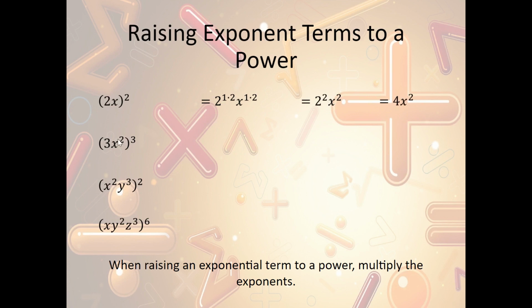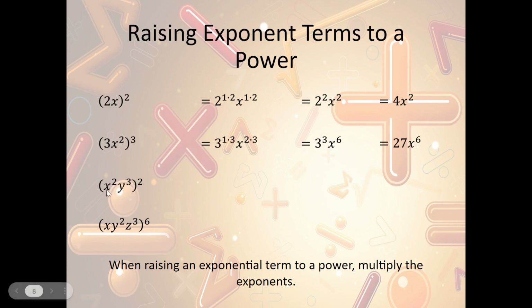Let's look at this one. Again, same thing. This is 3 to the first and x squared. So we're going to multiply each of those by the power out here, which is 3. So we got 3 to the first times 3 and x to the second times 3. Well, we know that 3 to the first times 3 is 3 cubed, and 2 times 3 is 6. So we got 3 cubed times x to the sixth, and 3 cubed is 27. So it's 27x to the sixth.